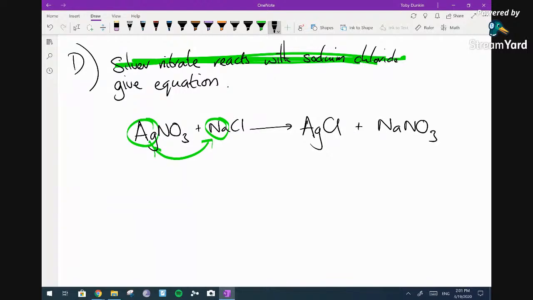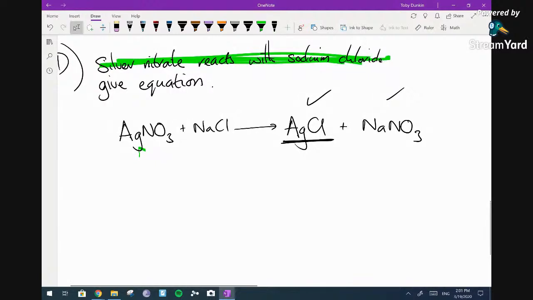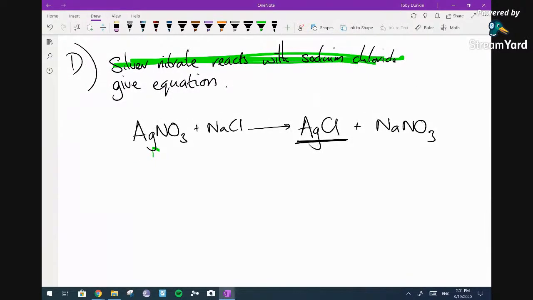You've got to check your formulae. That one is correct because it's Ag+ and Cl minus. Sodium nitrate, Na+, NO3 minus, all okay. Right, balance it, already balanced, which is quite nice. Check if you got it right. And all I'm doing there is following my rule, swap the metals. Great rule, works well.